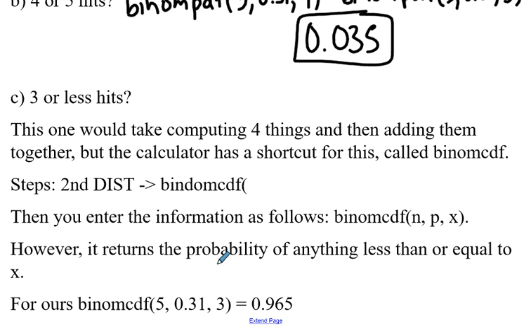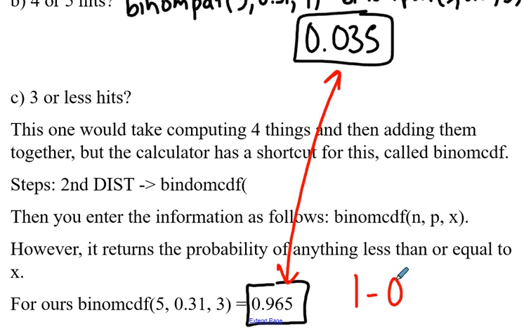So it does all the probability of getting 3 or less, and you run it, and you'll find that there's about a 96.5% chance that they're going to get 3 or less. And look at this. These two numbers, if you add them together, make 100%, because this is getting 4 or 5 hits, this is getting 3 or less, and that's all of the possibilities. So technically, you could have used the answer for B to get C by just doing 1 minus 0.035, because they're complements of one another. So that's how the CDF part works.